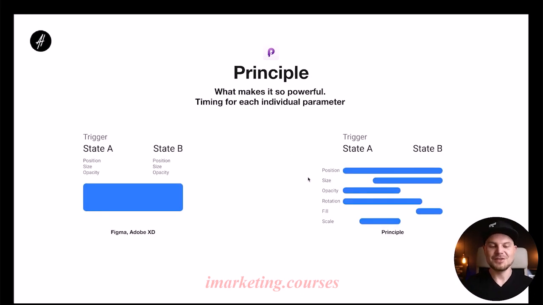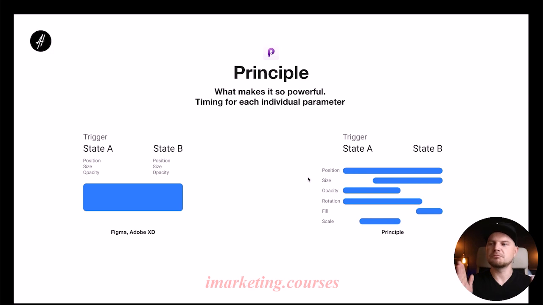The first thing is, you can see on the left side we have Figma or Adobe XD, and we have a trigger. It can be click, tap, drag, scroll, just anything, or after delay. And we have state A and state B. For state A, for the object, we have position, size, and opacity. This is what we are changing. And in state B, position, size, and opacity will be different. And we are changing it. And it happens only between these two frames, state A and state B. And that's it. It happens at the same time.